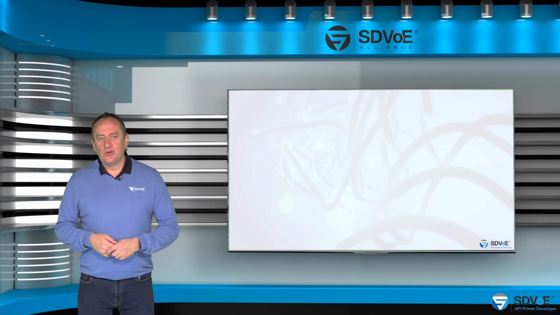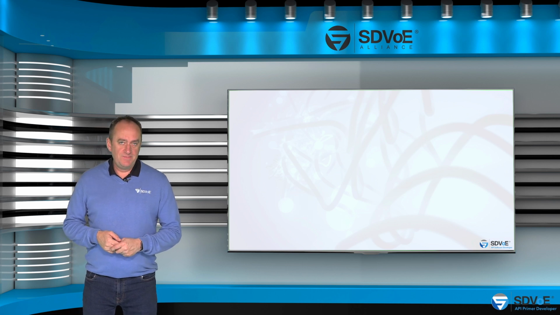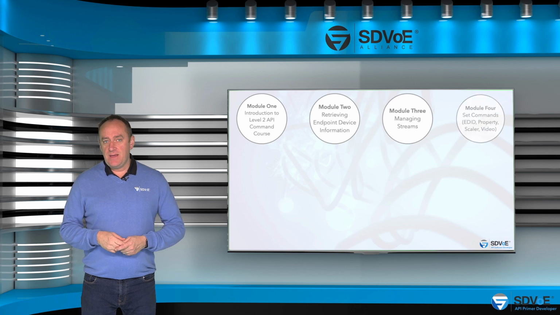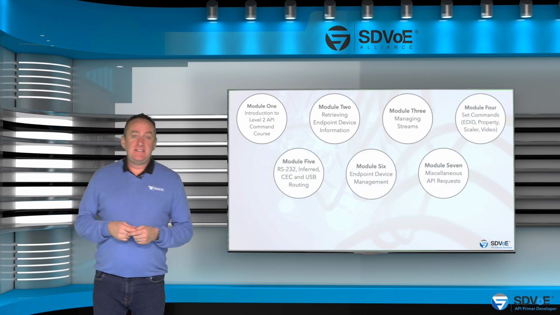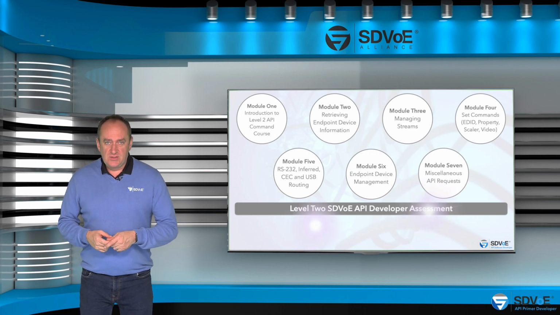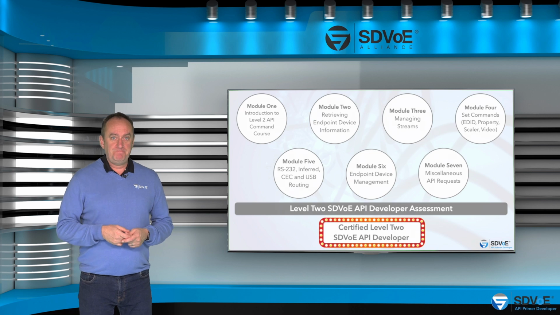Welcome to the second instalment of the new SDVOE API Software Developer course, a series of 8 modules to help guide you through the API command set. At the end of the series, you'll be invited to take an assessment which, when passed, grants you the title of Certified Level 2 SDVOE Software Developer.